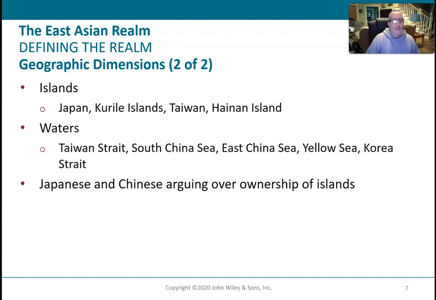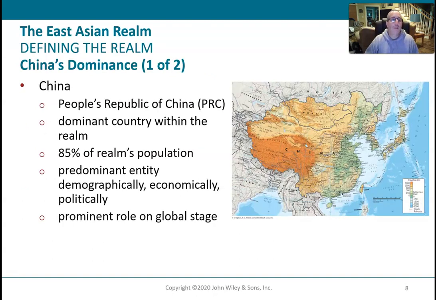So we also have a lot of islands here. Some significant islands. Again, Taiwan, Japan. Japan's an island country. Taiwan is one island by itself. And a lot of these areas have been disputed over the history between Japan and China, and who controls and who rules those.